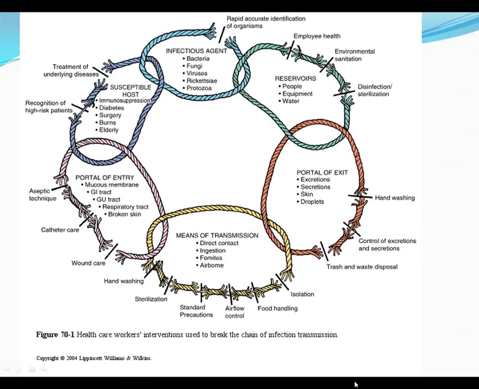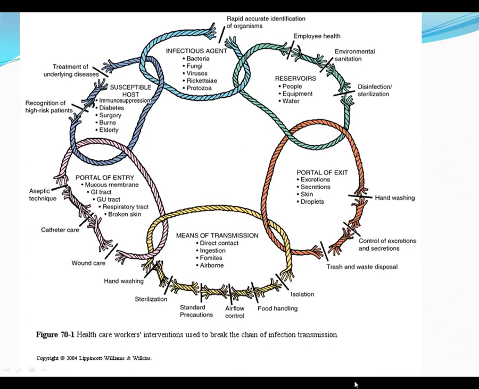Now, in order for an infection to spread from an infected person to a well person, there has to be a very precise series of events that occur. Think of the chain of infection as a chain with 6 links that all must be present and intact for the spread of an infectious disease to occur. And our goal as healthcare providers is to break one or more of these links in the chain so that, obviously, an infection doesn't spread. So let's go through each of these links individually.